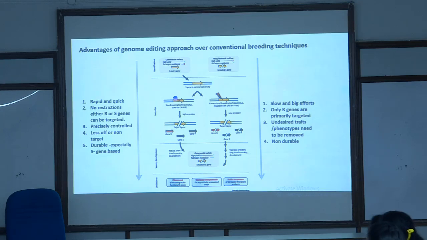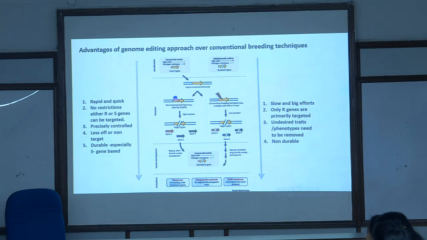So in the case of S genes, perhaps such a lacuna may not be there, because the paper says that SWEET gene editing gives resistance to 60 plus isolates of Xanthomonas. It is a very strong message, because the durability is already there, right? So that is an important point. So the editing option is rapid and quick, with no restrictions either on R genes or S genes. The choice is yours, and it is precisely controlled, with fewer off-target effects, because you are specifically modifying that particular gene.